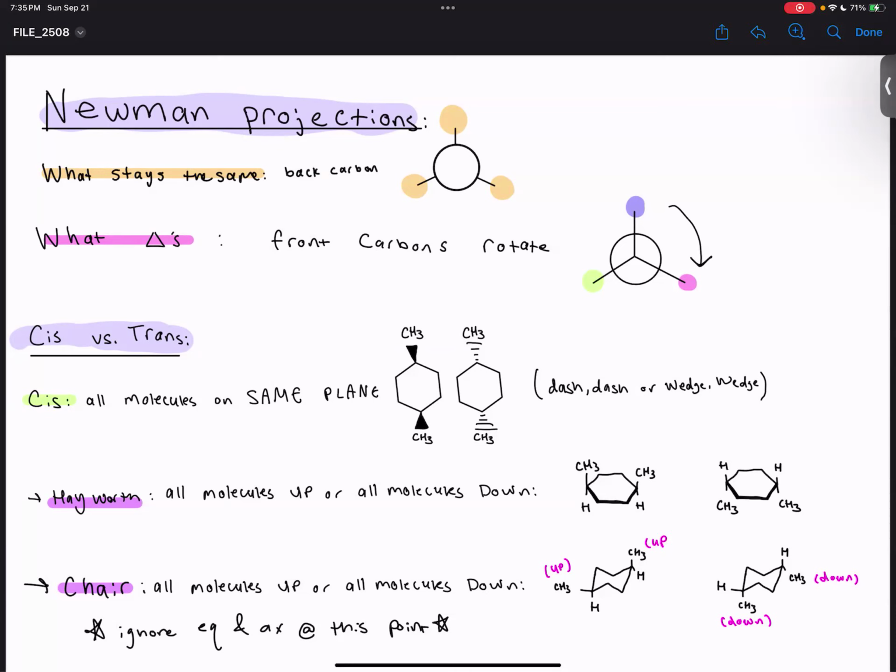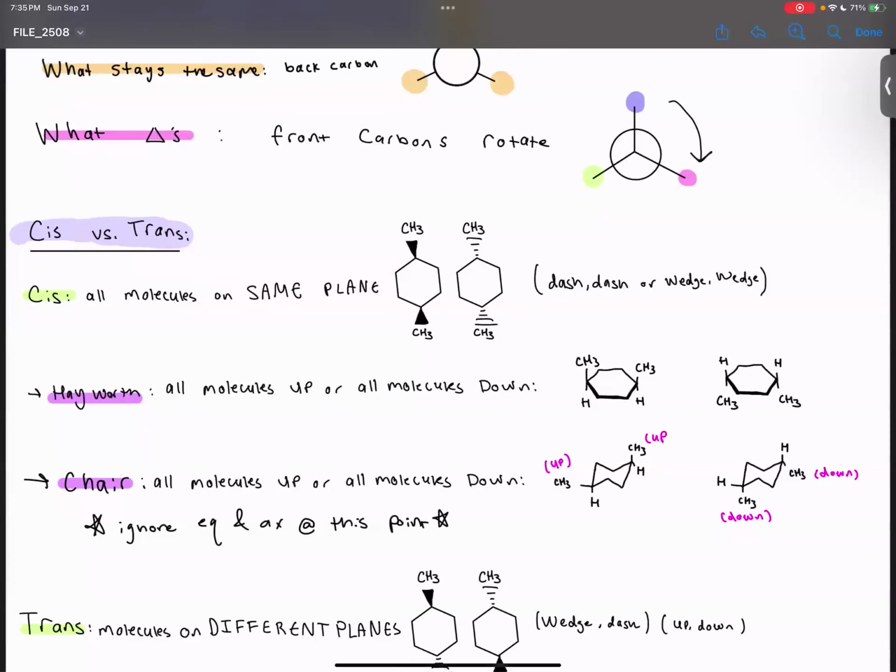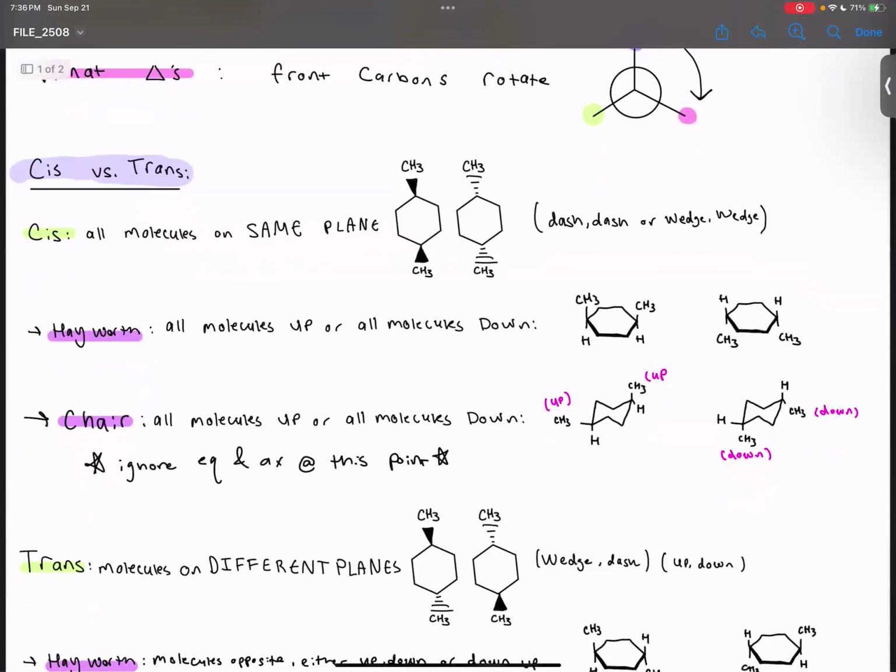So for Newman projections, when you're looking at it, the back carbons are always going to stay the same in that configuration. The things that we can change are the front ones. And then for cis versus trans, cis means all substituents are on the same side, like dash dash or wedge wedge. In Haworth structures, it's going to be all substituents up or all down. And chair, all up or all down. So it's kind of the same. Up, up, down, down. And right now, just pretend equatorial and axial don't matter.